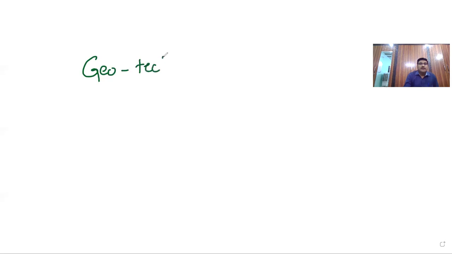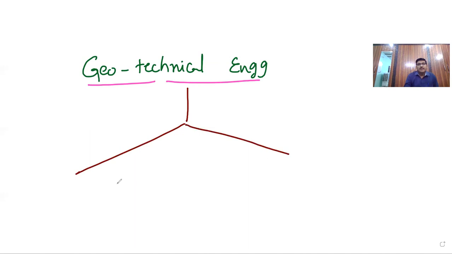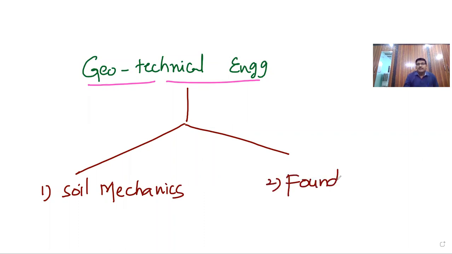Geotechnical engineering consists of two parts. One is soil mechanics and the other is foundation engineering. These are the two parts associated with the geotechnical engineering.